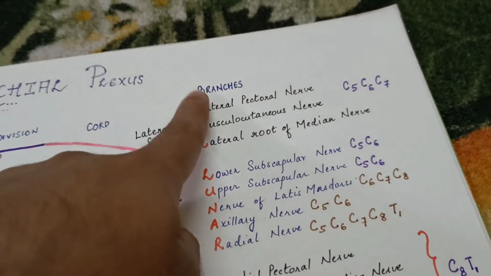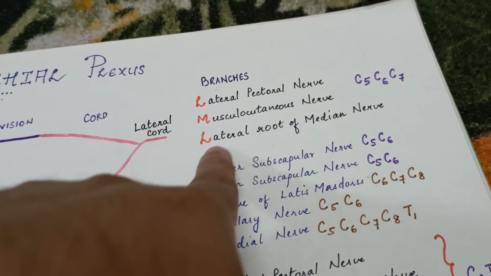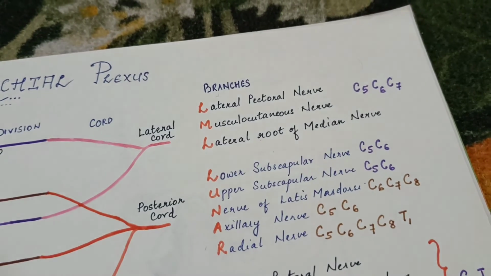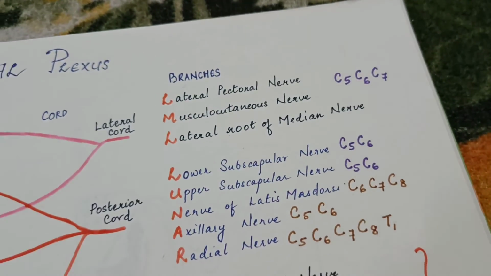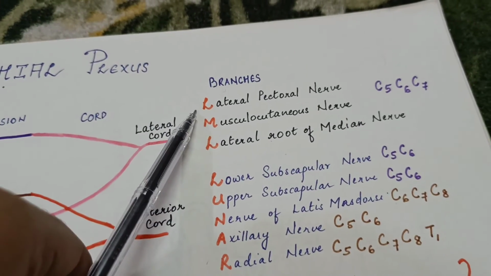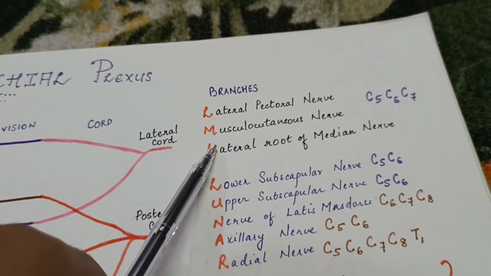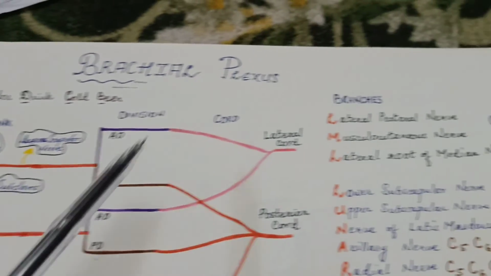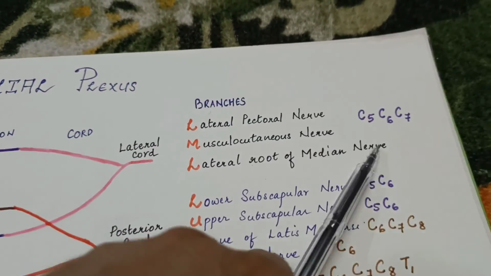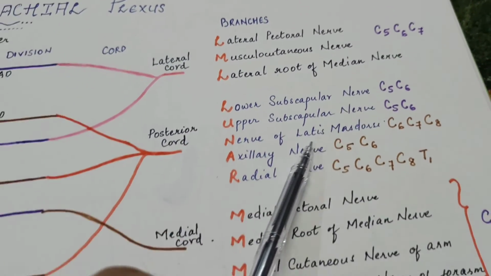Now I'm telling you the root value of each branch. There is no trick to learn this; you have to learn it by heart. The first branches, for the lateral cord, originate from C5, C6 and C7. So LML originates from C5, C6 and C7.